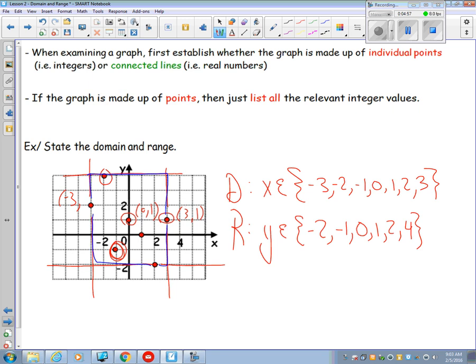Of my graph is in that box. Everything that's involved in this graph is inside that box, specifically at these numbers. That's what we do with points.